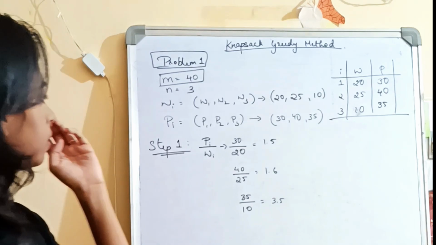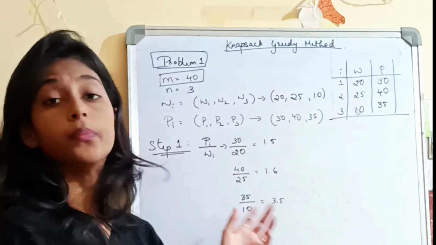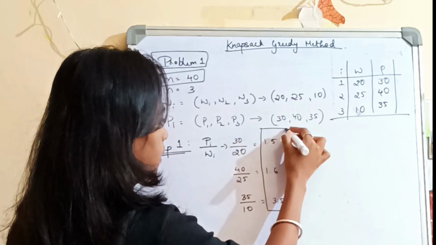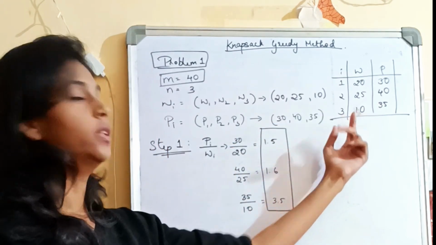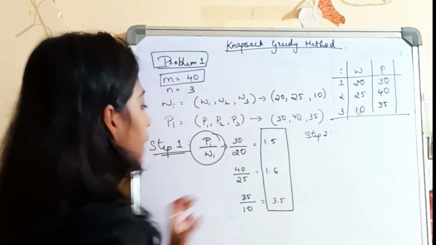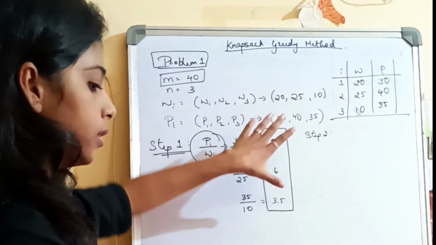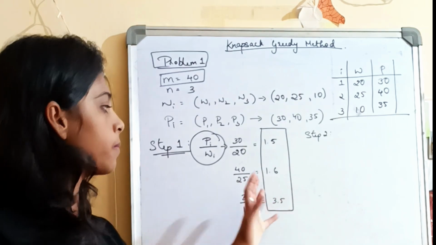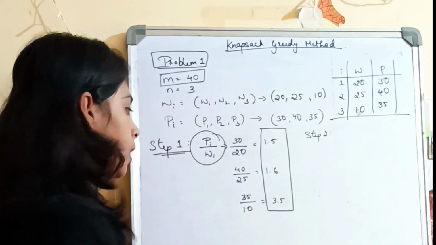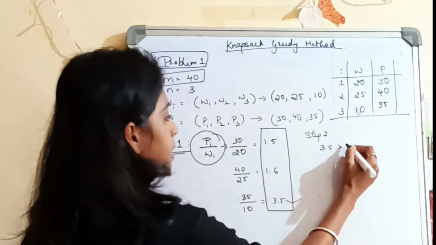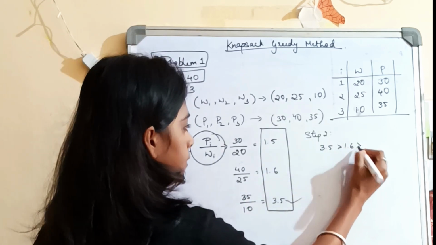Okay, so 1.6, yeah. These are the answers that we get when we divide the profit by the given weight of an item. Step 2 is, we have to arrange this in descending order, meaning decreasing order. So which comes first when we are arranging it in decreasing order? This comes first. 3.5 is greater than 1.6 and 1.6 is greater than 1.5.